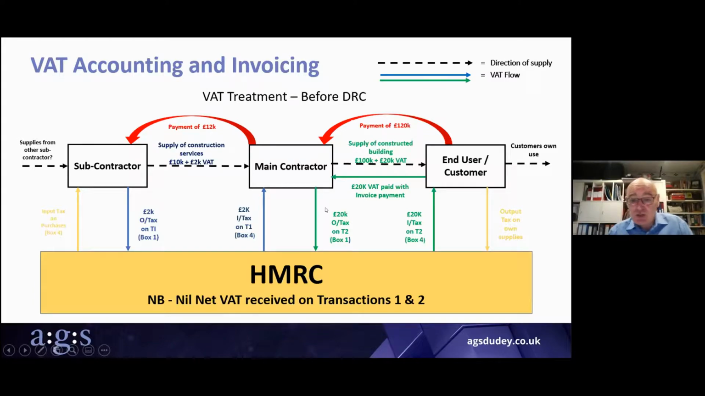And for the second transaction, the one in green, a supply of 100,000 plus 20,000 VAT, it's exactly the same: 120,000 paid, 20,000 output declared by the supplier, 20,000 recovered. You'll notice that it's nil net. This is HMRC down here. It's nil net for them. It comes in and out. They get their VAT on the income from the onward supplies made by the end users. That's the way that works.